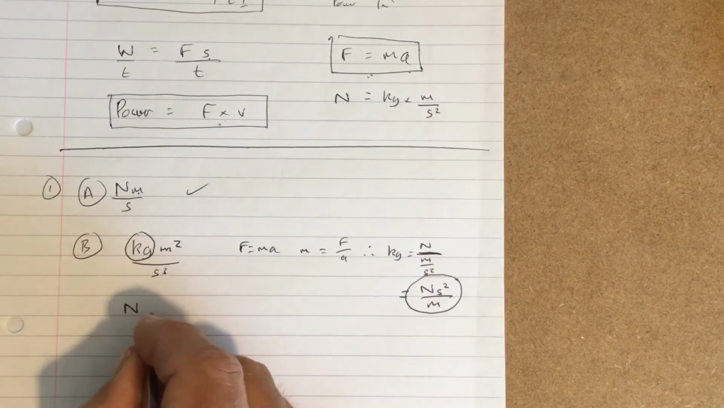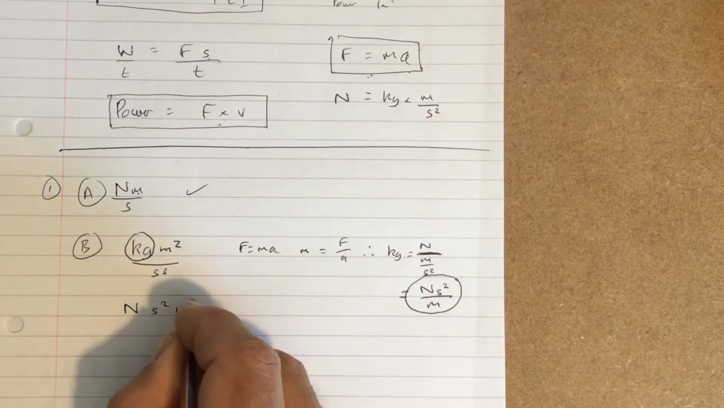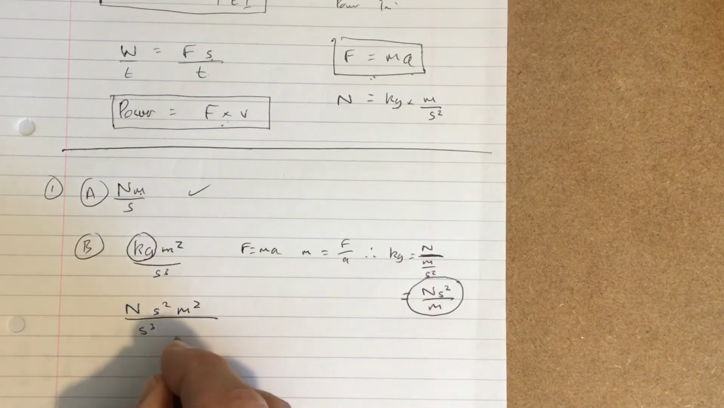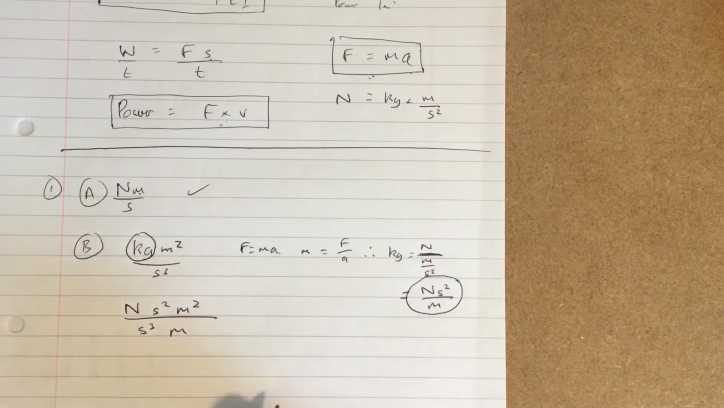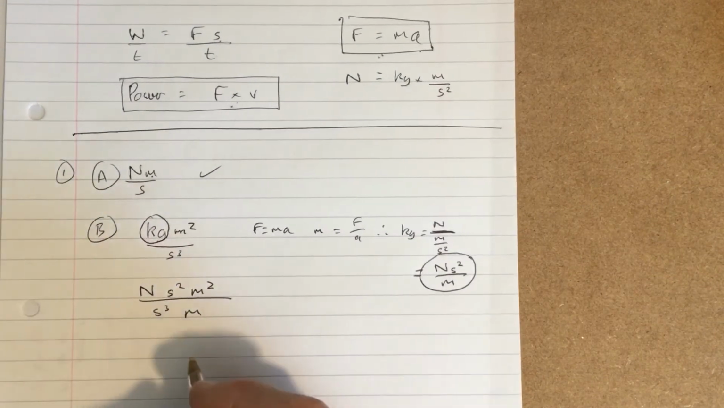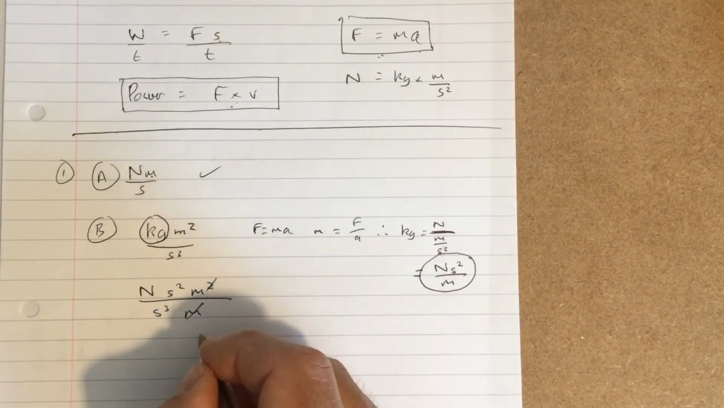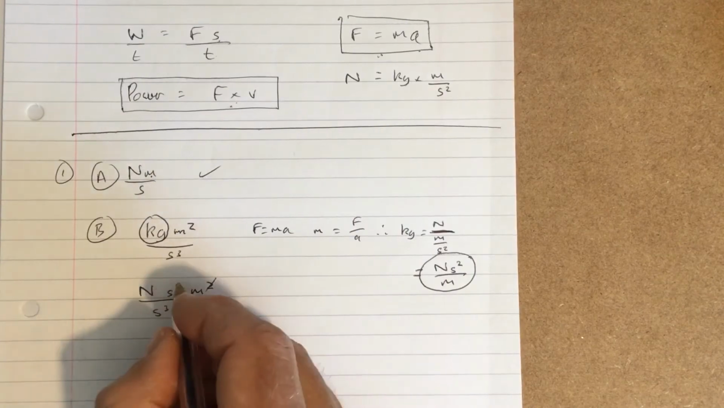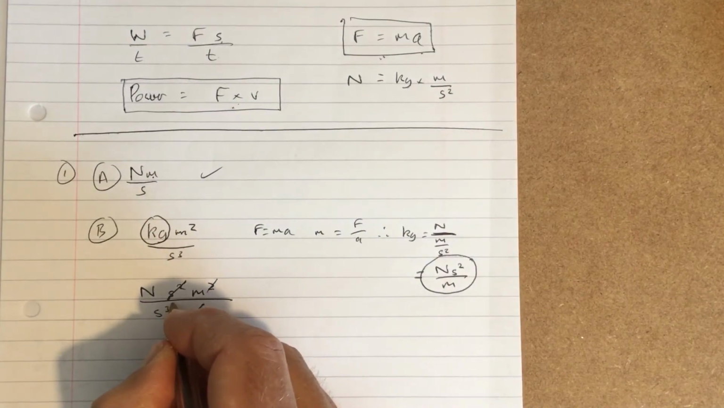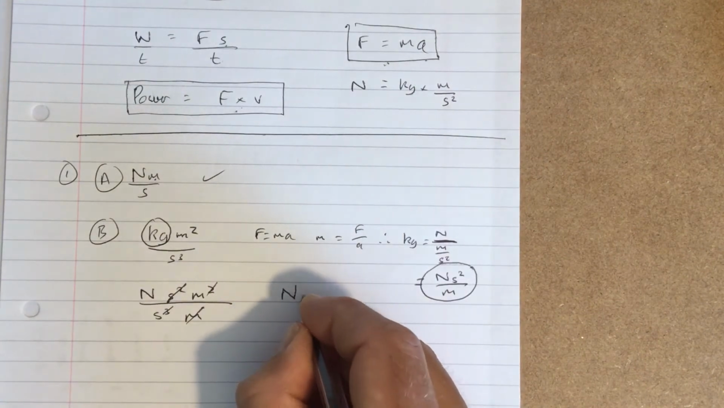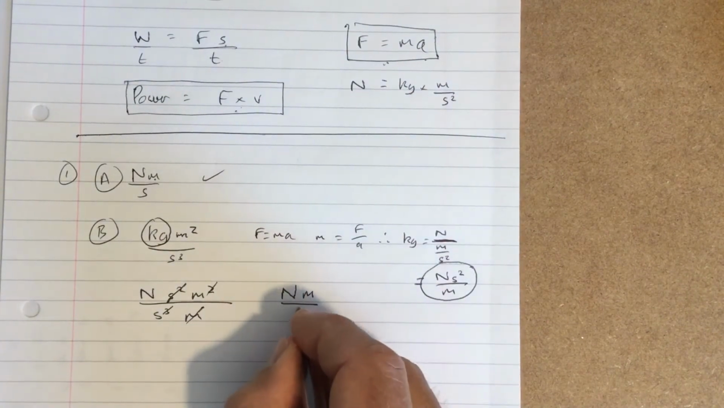So we've got newton second squared meters squared over seconds cubed times meters. All right, let's cancel all those things out. So we can cancel the m's, and we're left with m on the top line. We can cancel the s squared, that comes down to s. So what are we left with? We're left with newton meters per second.